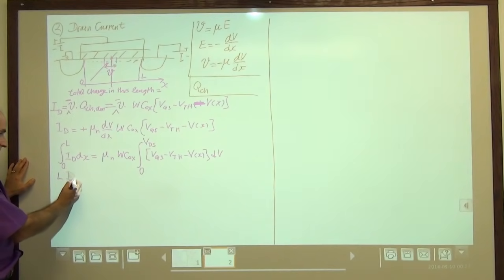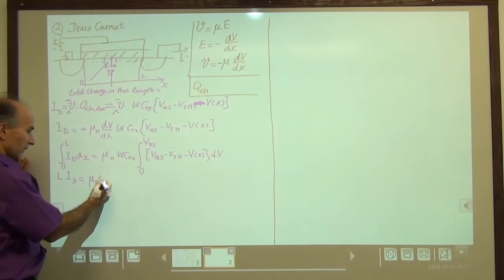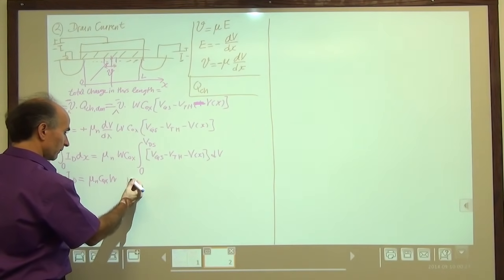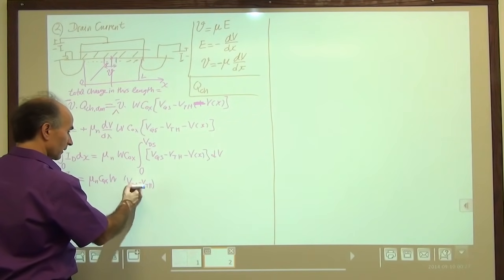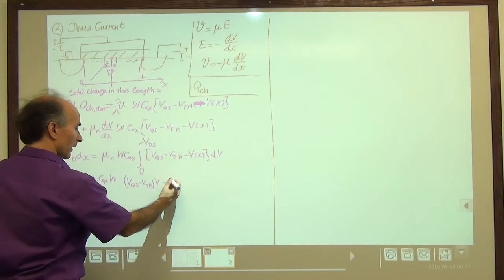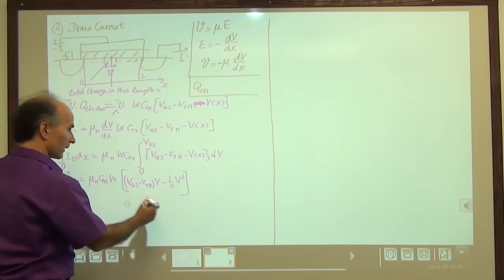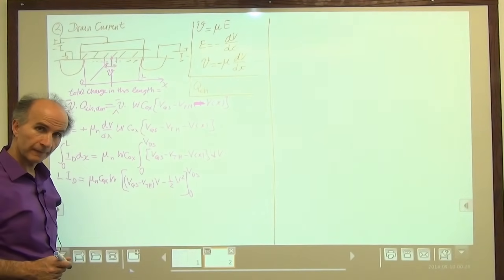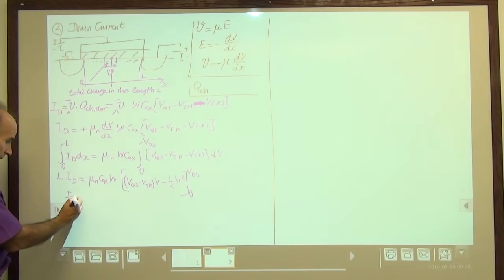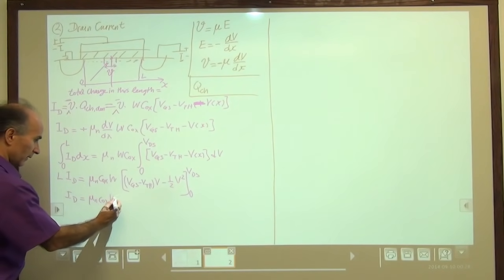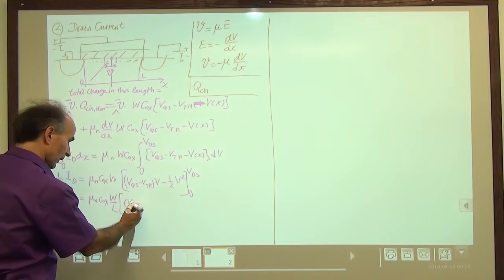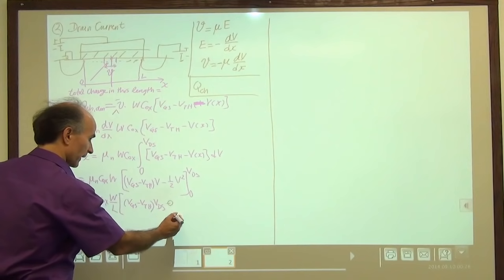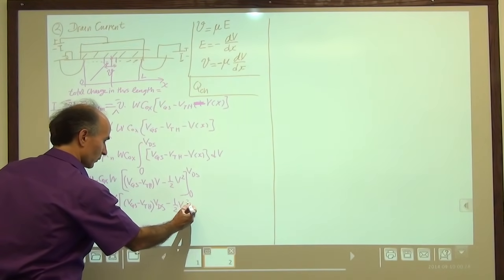This gives us L ID equals mu n COX W. I keep moving things around. We'll see later why. And then we integrate this. So we have VGS minus VTH. Because this is a linear term, we get V, and then minus 1 half of V squared, and this has to be evaluated from 0 to VDS. V is the variable, and it has to go from 0 to VDS. So we divide by L, and we obtain ID is equal to mu n COX W over L. And then we have VGS minus VTH. V has been replaced by VDS. For 0, we just get 0, so don't worry about that. Minus 1 half of VDS squared.